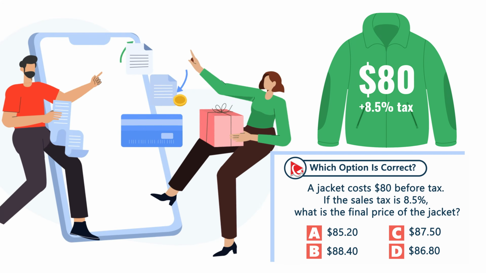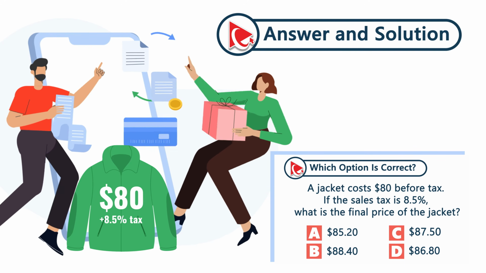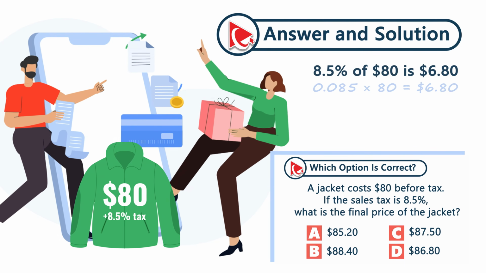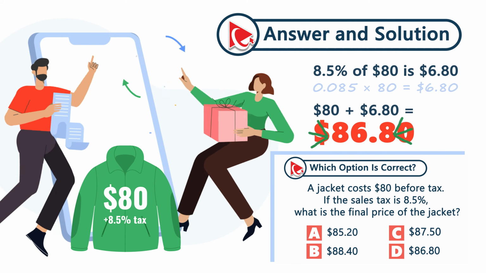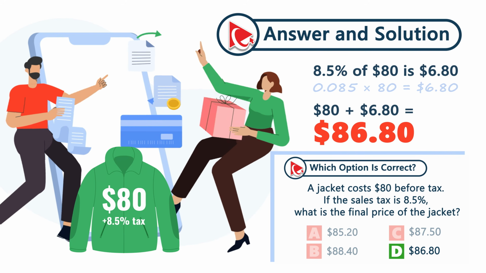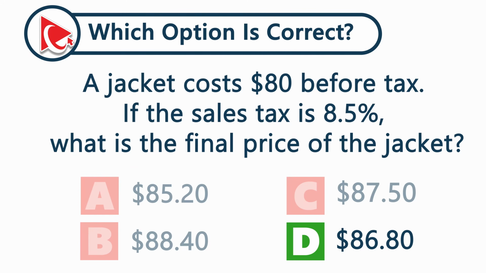Let's run through the numbers, and no need to panic, it's just a little percentage math. Here's how you solve it. 8.5% of $80 is $6.80. Add this to the price, and you will get the final answer, $86.80. That's how tax adds up. Now you won't be surprised at the checkout.